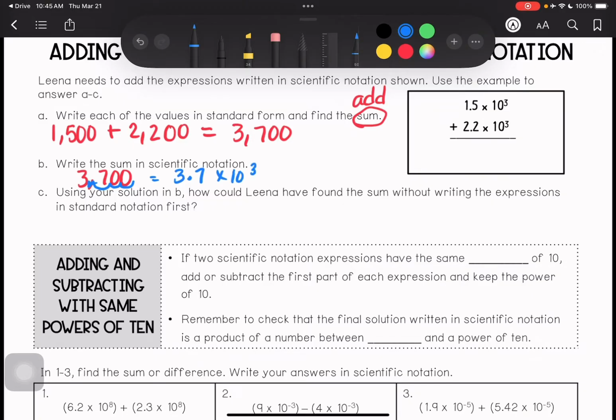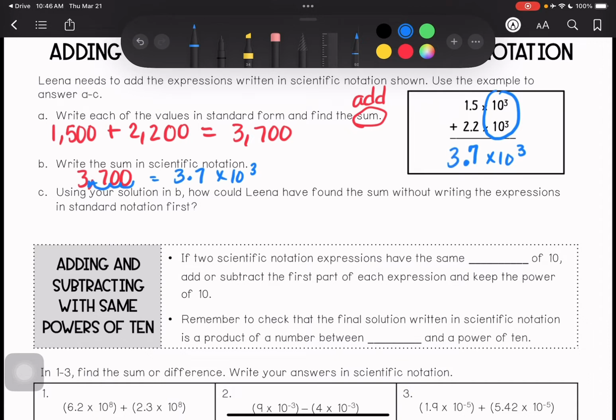It said using your solution in B, how could Lena have found the sum without writing the expressions in standard notation first? So take a look at the box. Because my answer 3 7/10 times 10 to the third is my final answer, her exponents could have stayed the same, which is 10 to the third power. And if you add the decimal place values, you get 5 plus 2 is 7. Bring down your decimal. 1 plus 2 is 3.